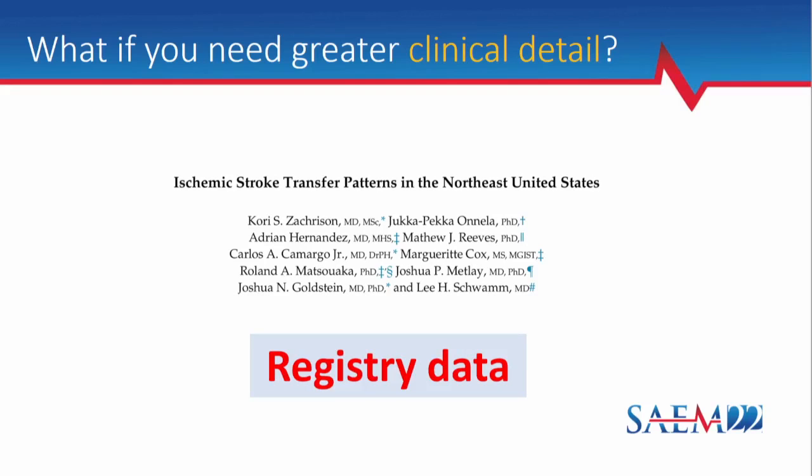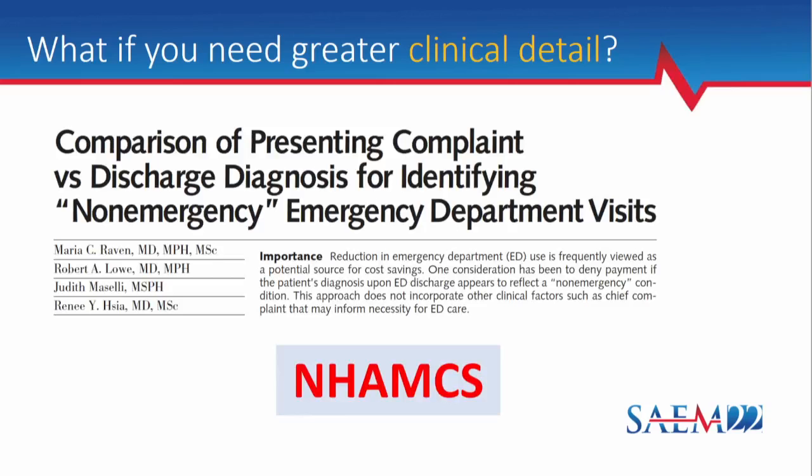So Corey Zackerson at MGH is a stroke researcher. Stroke is one particular condition that's hard to use claims for, because the NIH stroke scale is such a big driver of the severity of the disease, and claims just don't have that. But registry data has the advantage that it has clinical variables of interest for a particular disease process for a large number of patients, which can really provide a middle ground in terms of sample size and clinical detail. One of my favorite studies of all time.